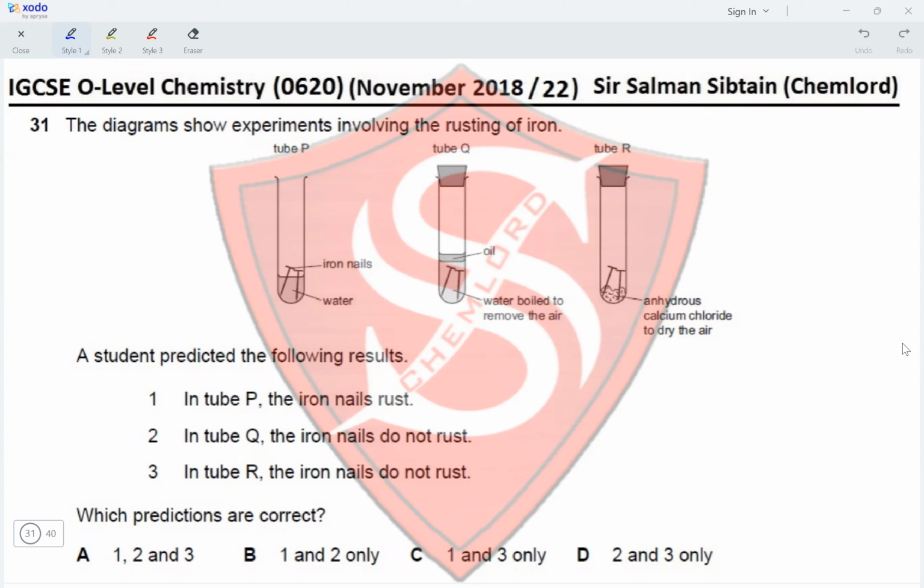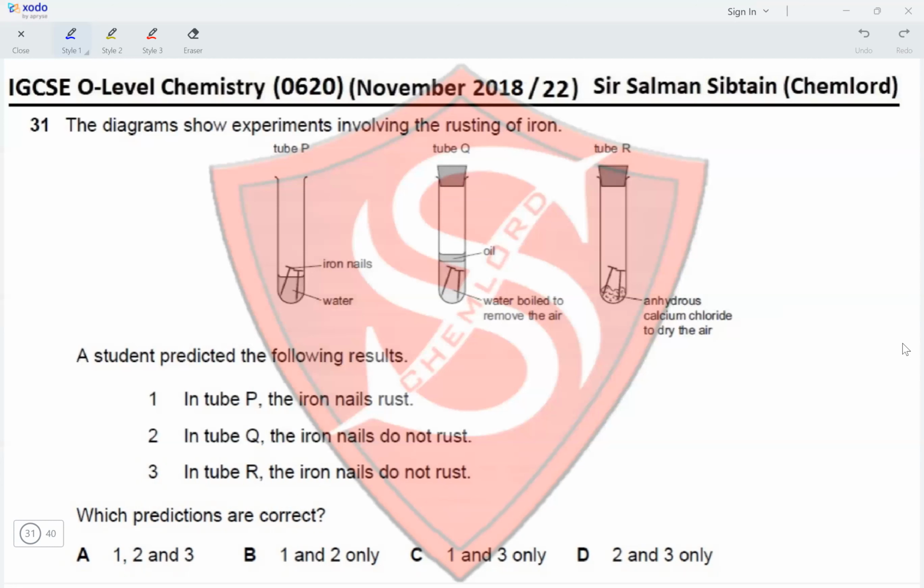In tube Q, we have got iron nails placed in water, but the water has been boiled to remove air and oil is present on top of it. And in tube R, we've got anhydrous calcium chloride to dry the air, and we have iron nails placed in it. A student predicted the following results.